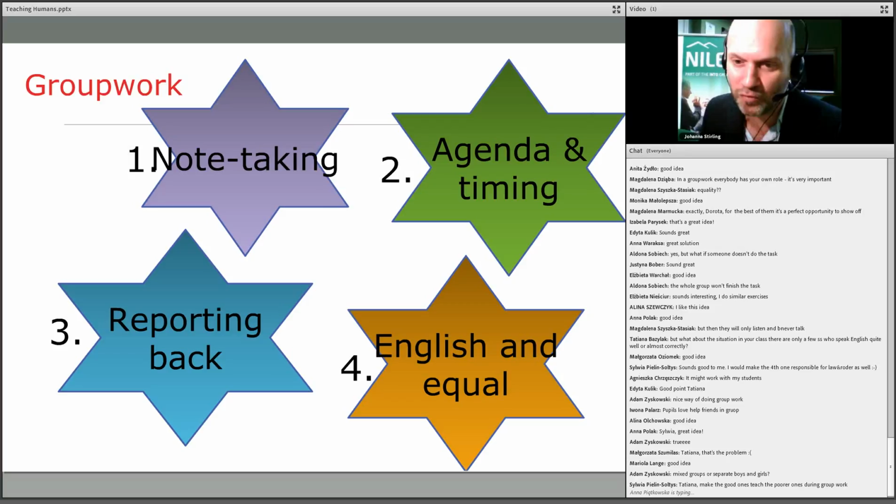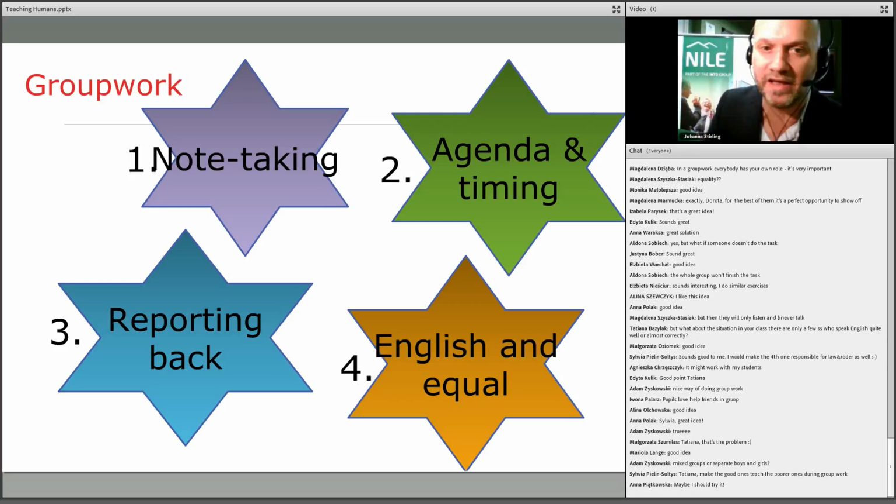Titania makes the good ones teach the poor ones. Yeah. So there's a comment here about the good ones teaching the poor ones, right? Very often, what I would do in group work is to say to the good students, what you need to do is not explain, because that would be too easy. That's you using your language, but help the poorer student to explain to you, right? And that is very useful practice for the strong students, because they're helping the weaker students to explain.